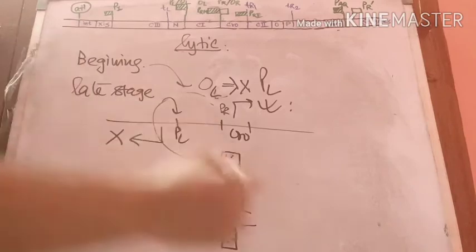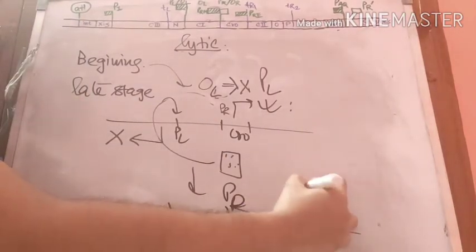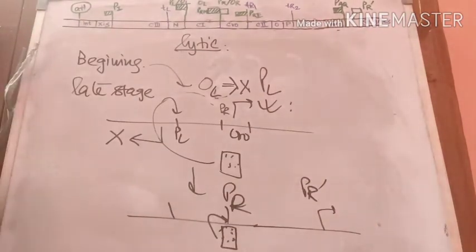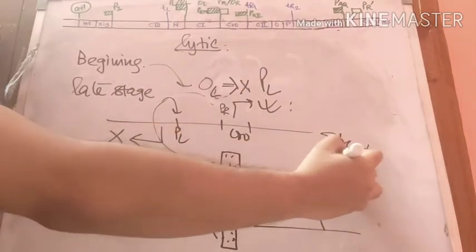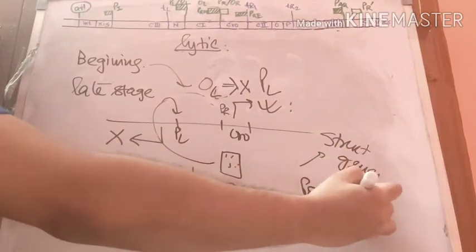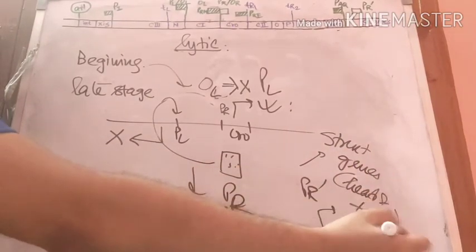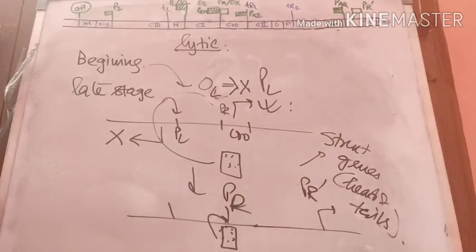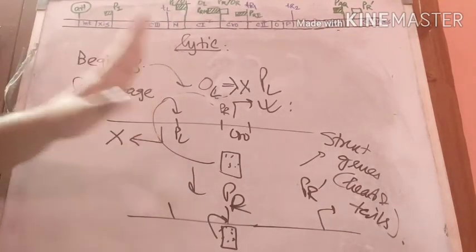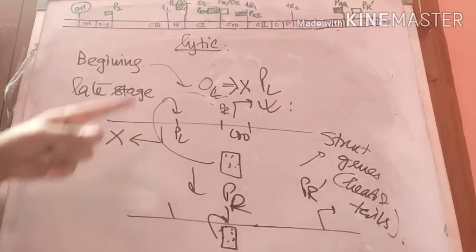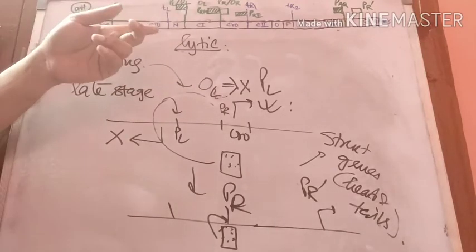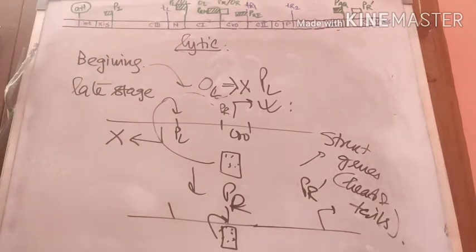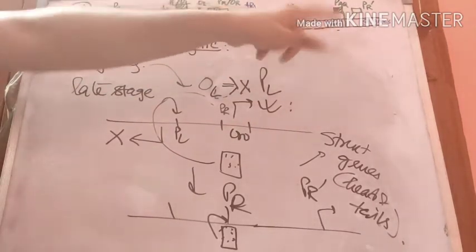Now what happens? This PR dashed is activated so that it can transcribe the structural genes, that is head and tails. Okay, so this is the function of CRO. At the beginning, CRO blocks the transcription from PL but allows transcription from PR, so that all the lysogenic genes are inactivated, such as C3, this integrase and all. But at the same time, it allows transcription from PR so that this OPQ are synthesized.